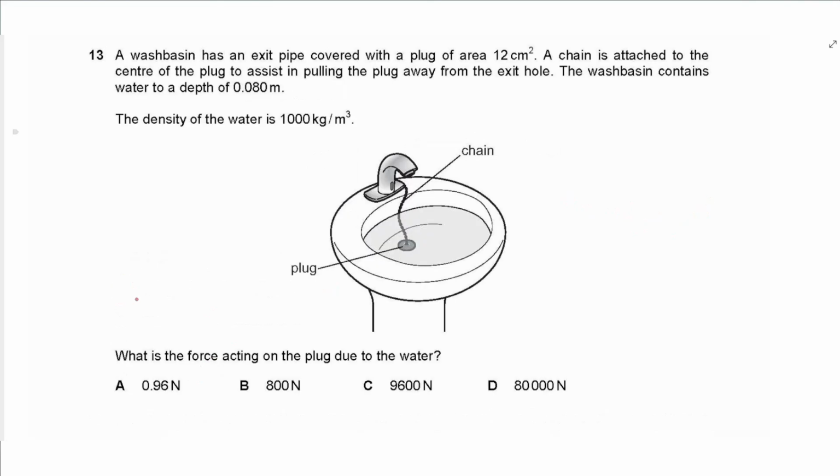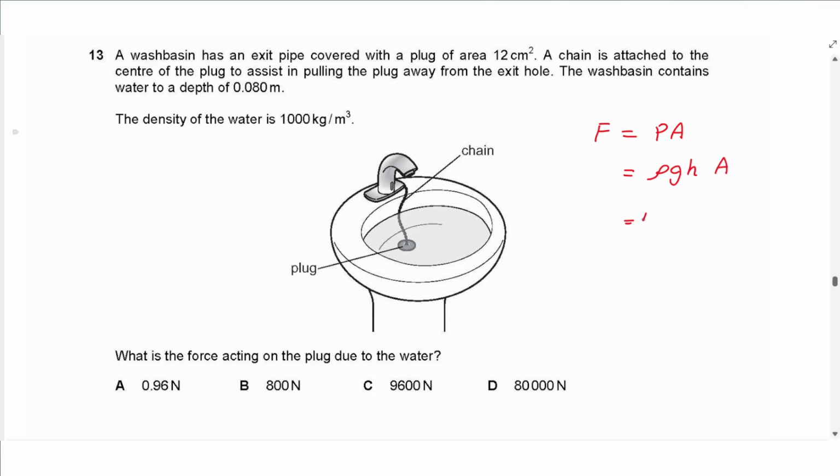Question 13 says a wash basin has an exit pipe covered with a plug of area 12 centimeters squared. A chain is attached to the center of the plug to assist in pulling the plug away from the exit hole. The wash basin contains water to a depth of 0.080 meters. The density of water is 1000 kilograms per meter cubed. What is the force acting on the plug due to the water? So we can use force is equal to pressure multiplied by area, but the pressure can be calculated also using rho g h. So it will not be a direct substitution.